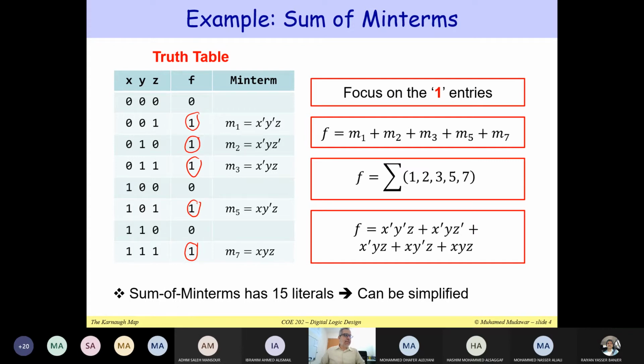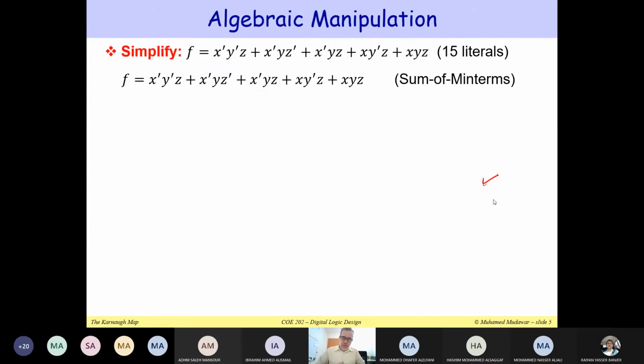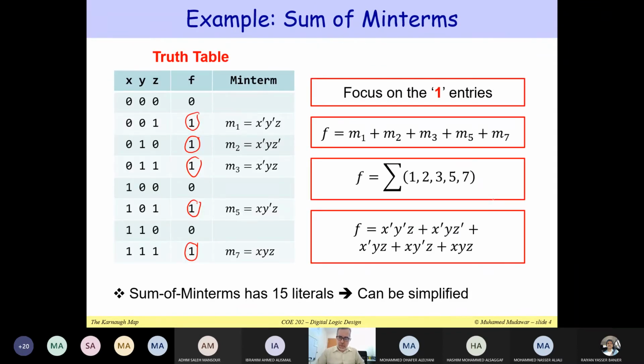We have already seen this before. And I can write it in sigma notation. That's here. Just 1 second. Give me 1 second. So these are my 5 minterms in sigma notation, and I can write it algebraically like this.